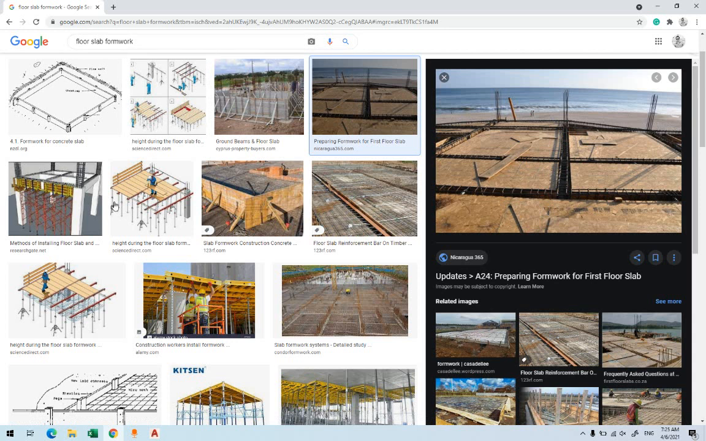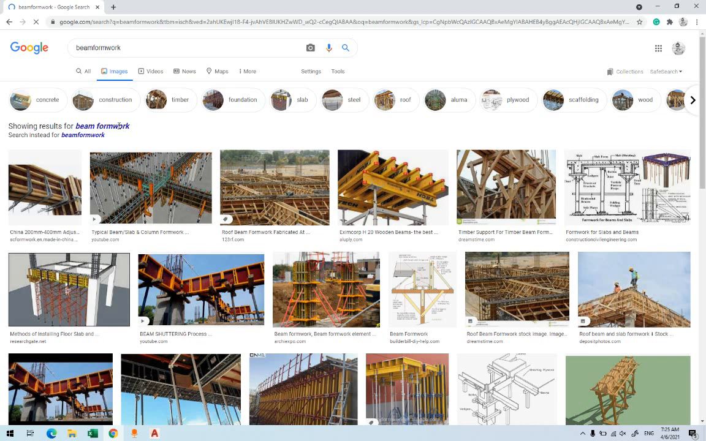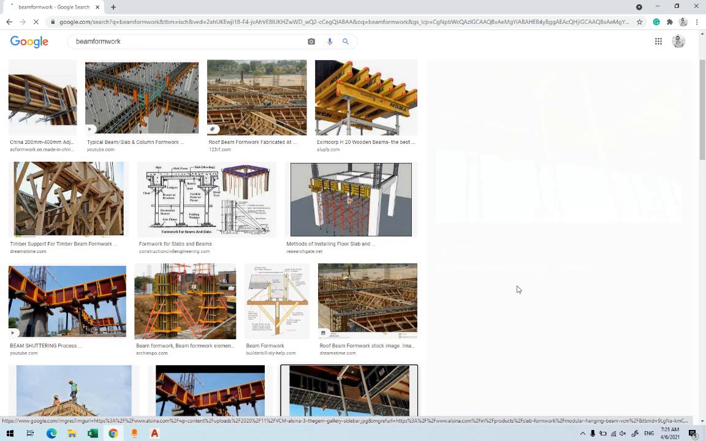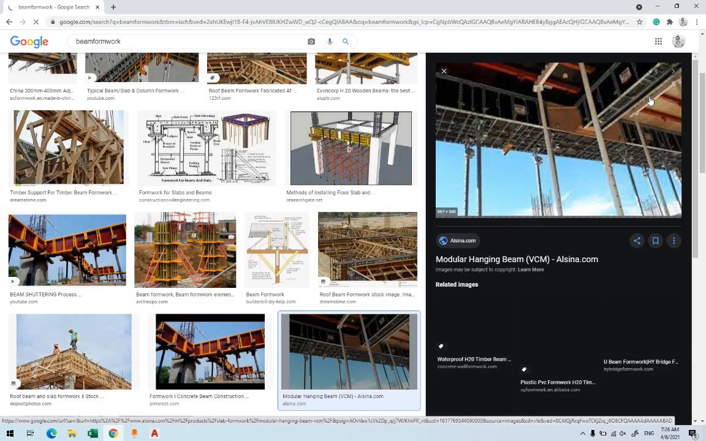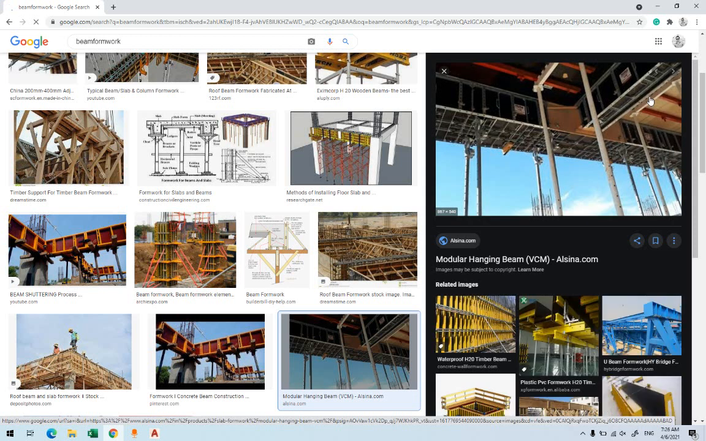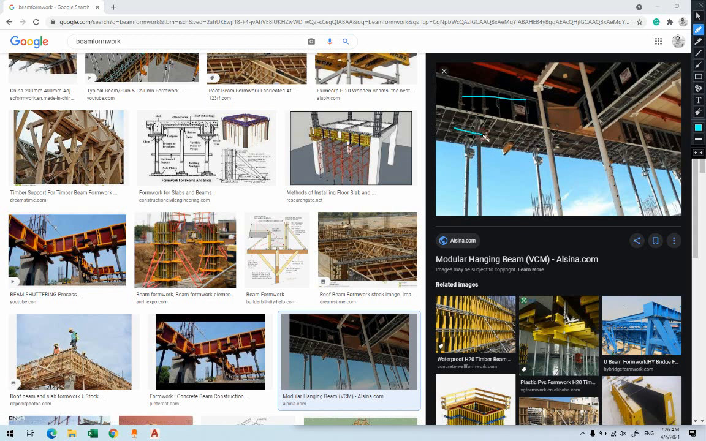Now, in order to understand this one, we need to look at the beam formwork. For the beam formwork, you're supposed to understand that this is not ground beam. So we have formwork on the three sides, the bottom and two sides of it. Look if you can see it here. We have formwork at the bottom, basically the two sides and the bottom.